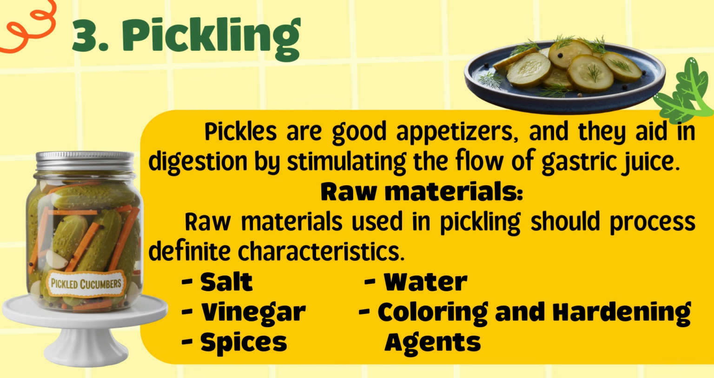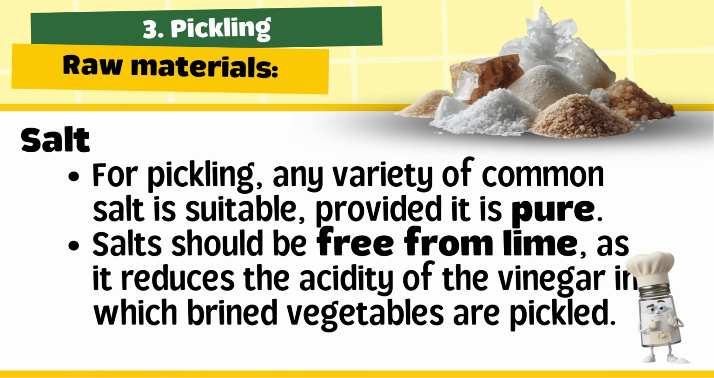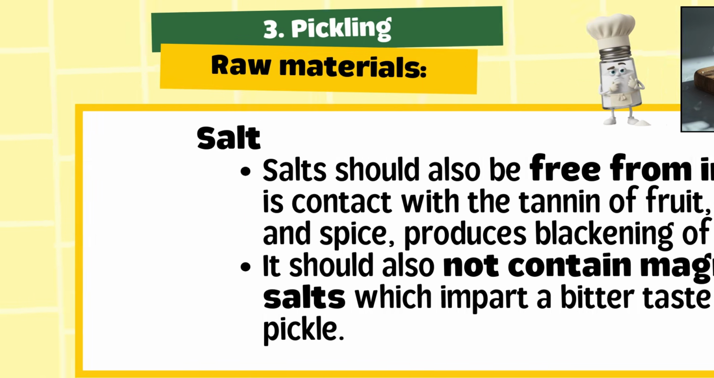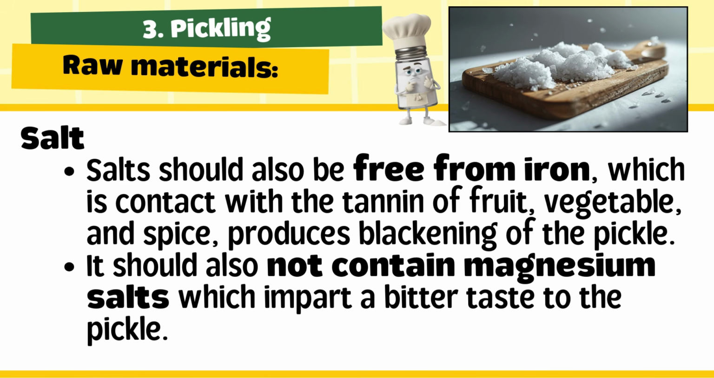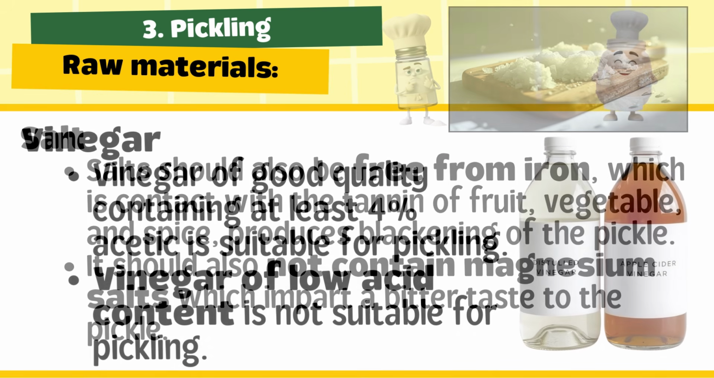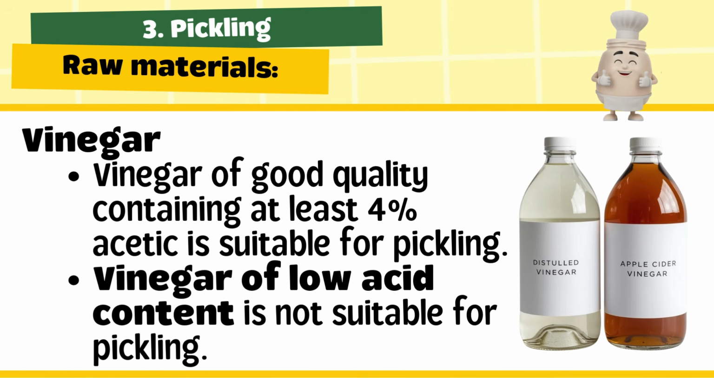When it comes to pickling, the quality of your raw materials is super important. Here's a breakdown of what makes them suitable. Salt. Any pure common salt will work, but it should be free from certain minerals. Lime can lower the vinegar's acidity, which is crucial for preservation. Iron can react with ingredients and cause the pickle to turn black. Magnesium salts can give the pickle a bitter taste. Using a good quality vinegar is a must.